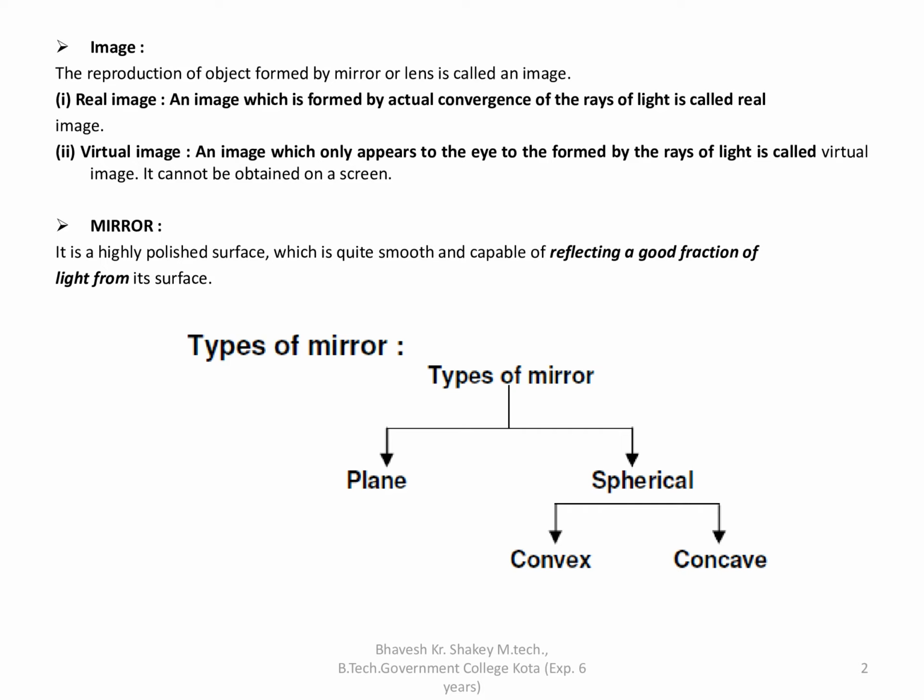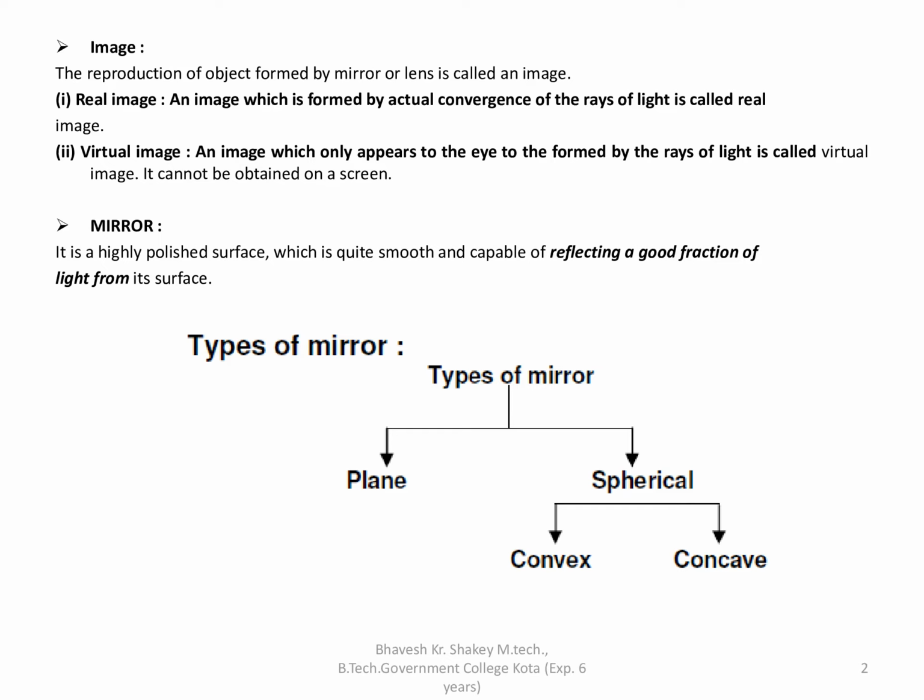The other kind of mirror on the basis of surface is called the spherical mirror. The spherical mirror is further classified into two parts: one is called the convex mirror and the other is called the concave mirror. So what happens in these? The surface is now not plane, it is a spherical surface. If the spherical surface is inwards, then the mirror is called a concave mirror.